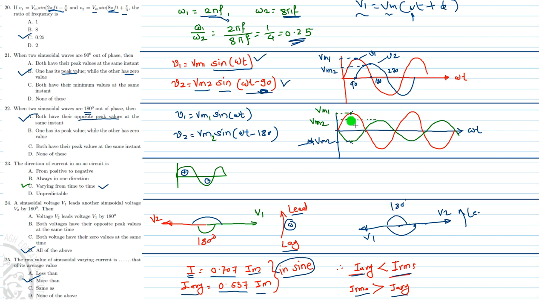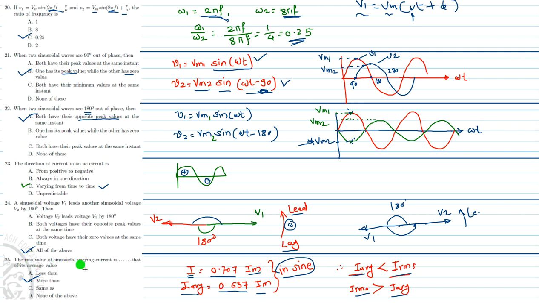Both voltages have opposite peak value at the same time. So you will observe both voltages are having the opposite peak value at the same time. Both voltages have their zero value at the same time. It means all of the above options are correct.